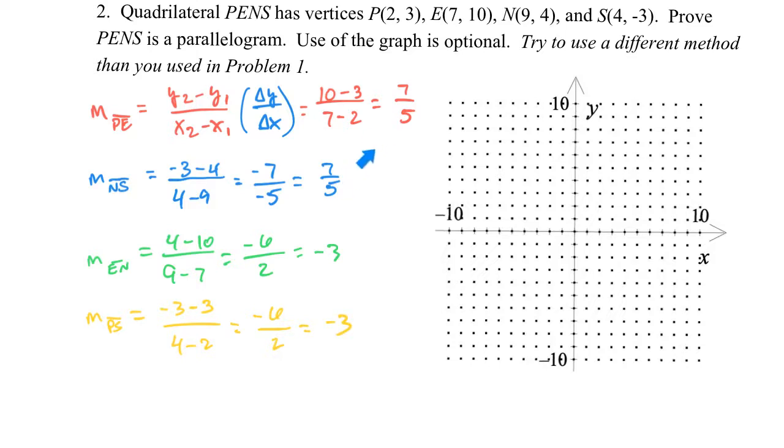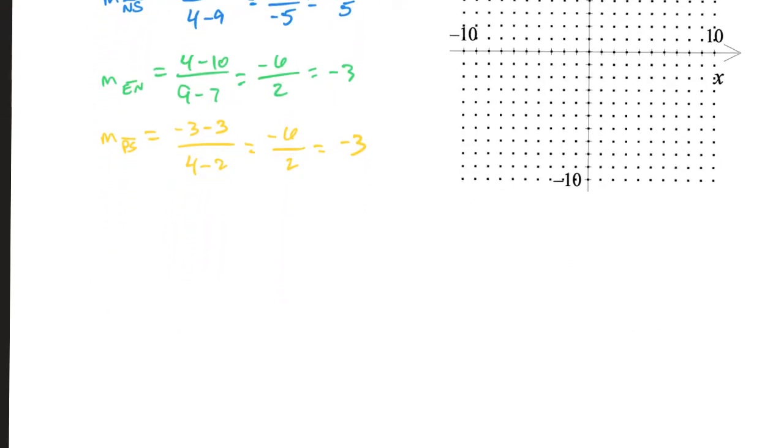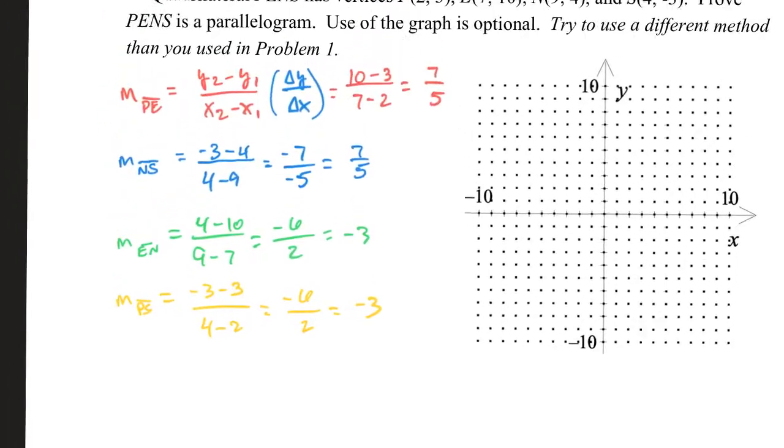Perfect. So I got one pair of opposite sides parallel. I got the other pair of opposite sides parallel. I am good to go. Now we just got to write it all out. So the first thing I do is I write down, what did I do? Well, I just did that. I forget the name of it.